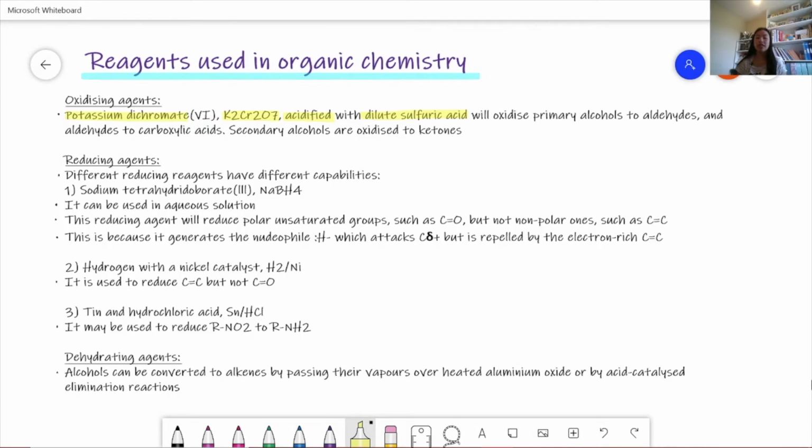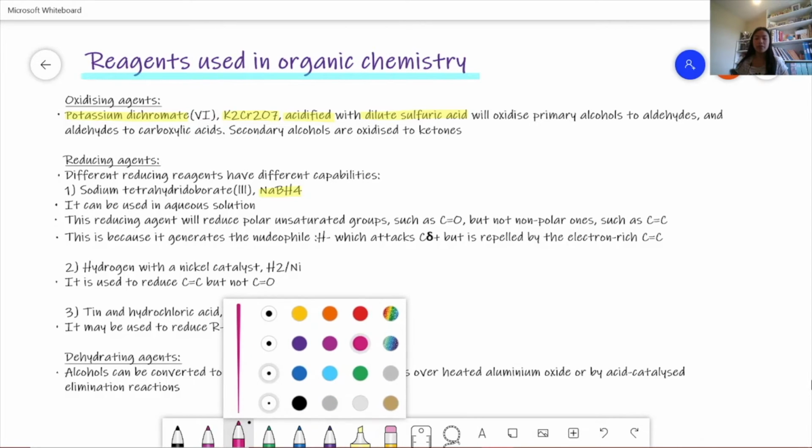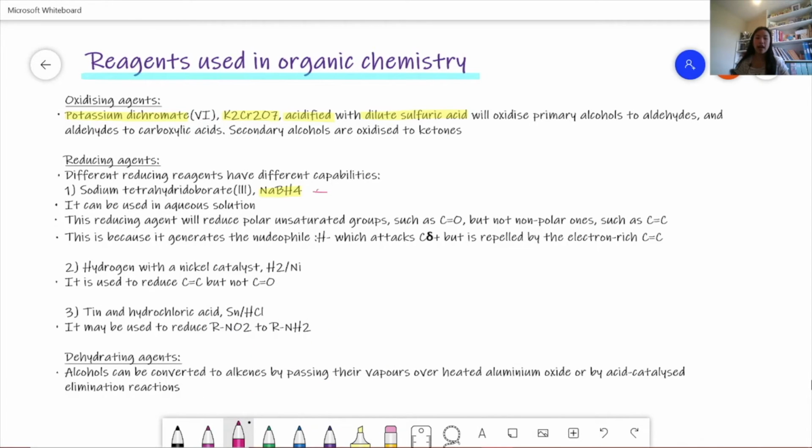And then for reducing agents, we need to know that different reducing reagents have different capabilities. And that's why we've looked at 3 different reducing agents. So the first is sodium tetrahydride borate, or we can also call it sodium borotetrahydride. And actually an alternative to this NaBH4 is actually LiAlH4. So either of these can be used, and it can be used in aqueous solution.